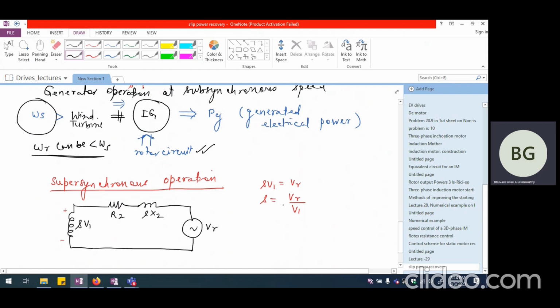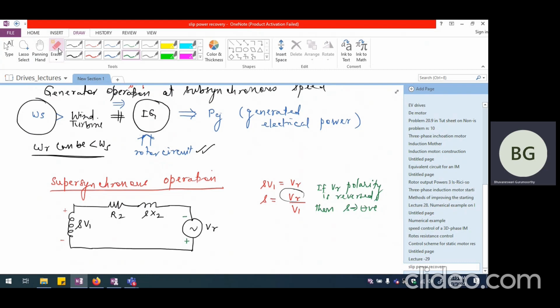If by chance I am going to make this with a reverse polarity, so if I'm going to have plus here and minus here, if I am making it with the reverse polarity, then if VR polarity is reversed, we are going to have essentially slip becoming negative. So slip will be negative.